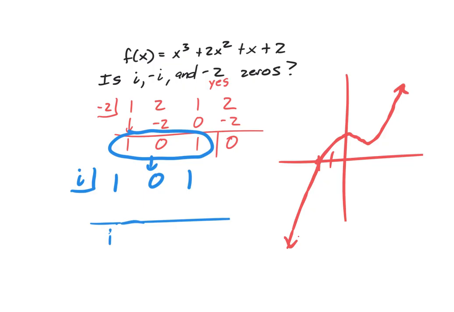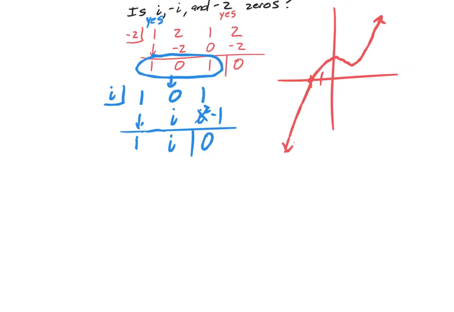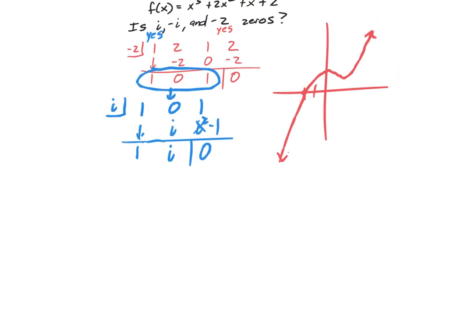So I'm going to bring down the 1. i times 1 is i. 0 plus i is i. i times i is i squared. But what is i squared really the same as? -1. And so 1 plus -1 is 0. So is i a zero? We would say yes. And then once again, we've got to try negative i out here.